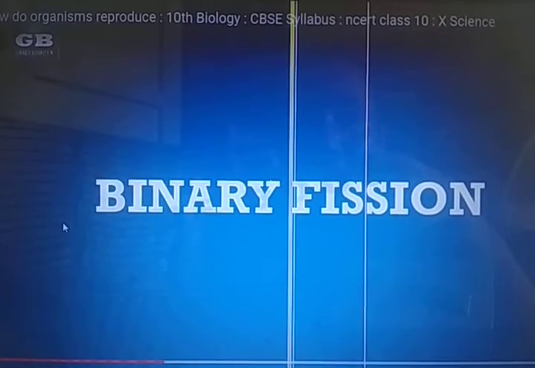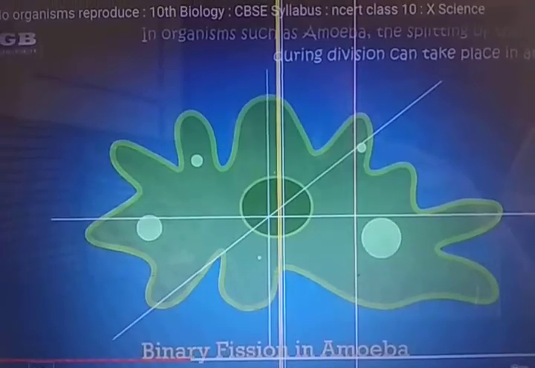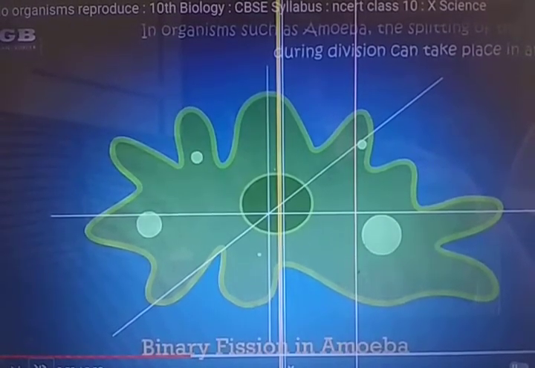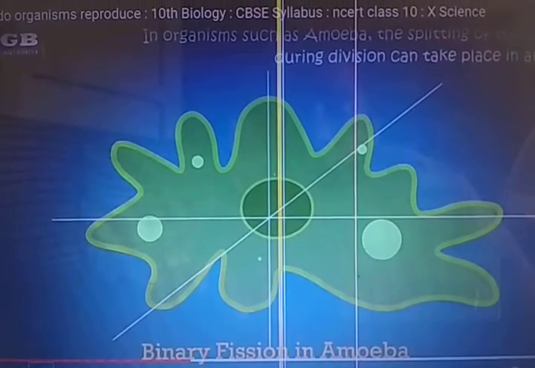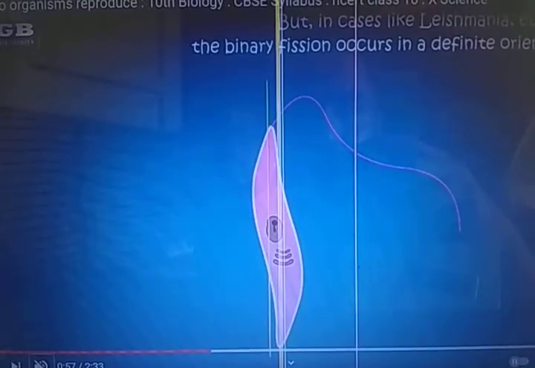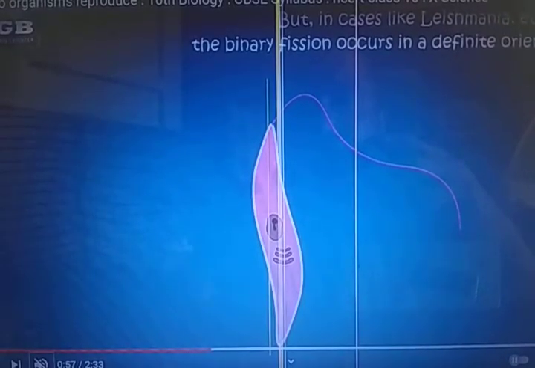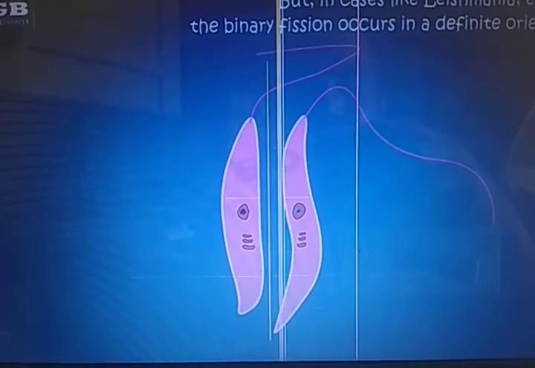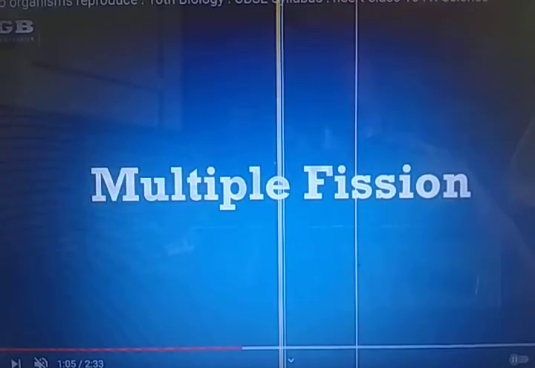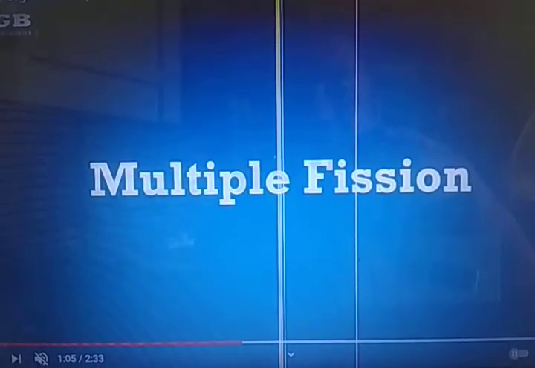Amoeba and protozoa reproduce through binary fission. This is the simplest type of reproduction. In case of amoeba, the splitting of the cell can be in any plane because it does not have a definite shape. But in cases like Leishmania and Euglena, binary fission occurs in a definite orientation because of their structure. This is Leishmania.